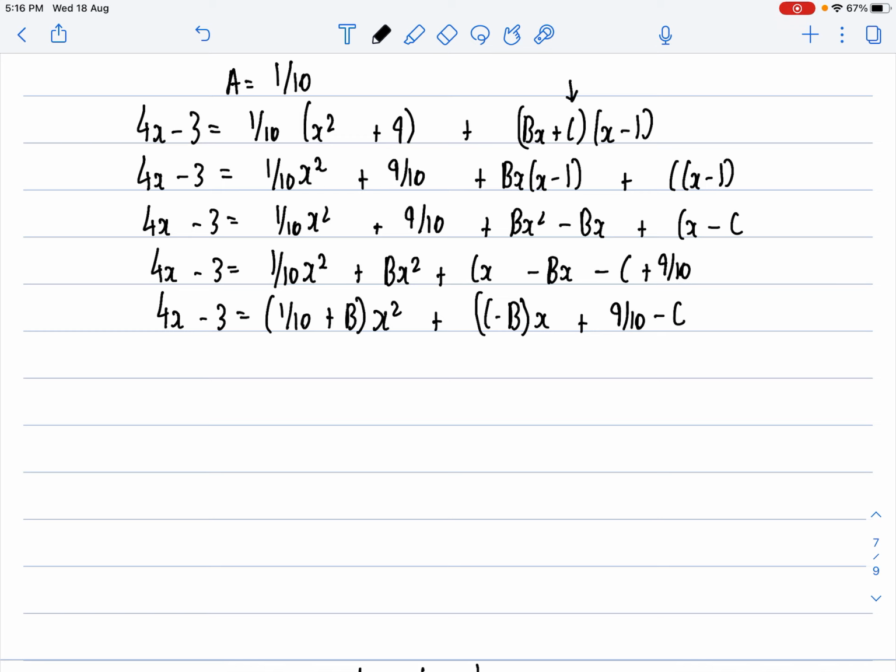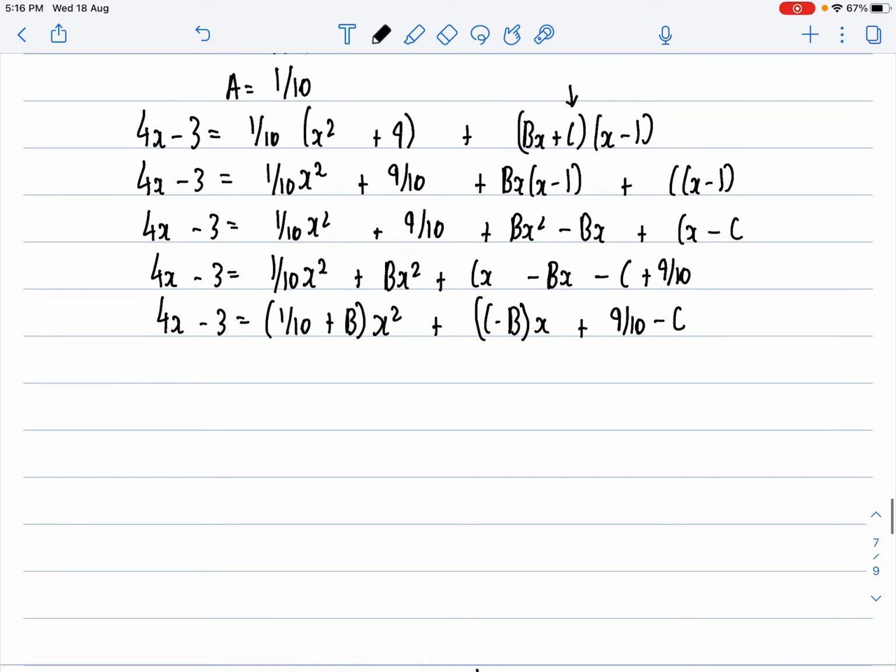So now you need to compare because you know this is equal. So basically the coefficient of x square here on the right hand side is basically 1 over 10 plus b, and you equate it to the coefficient of the x square here on the left hand side.